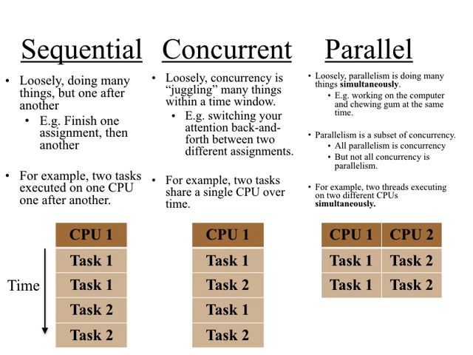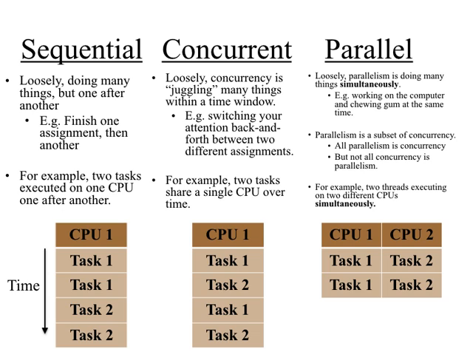The second execution model is called the concurrent execution model. In the concurrent execution model, we have a block of time and we switch our attention between multiple tasks during that block of time. So in this example, let's say we have one CPU and two tasks. Now we switch between task 1 and task 2 during a given block of time. So we say that task 1 and task 2 are making progress concurrently within a given time window.